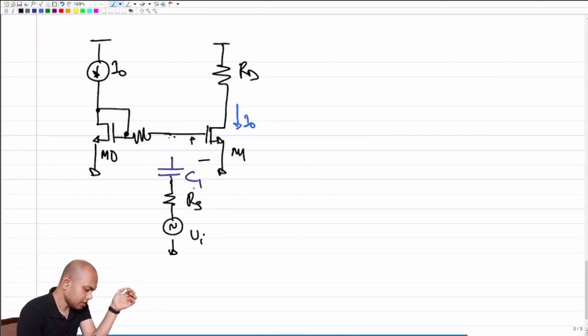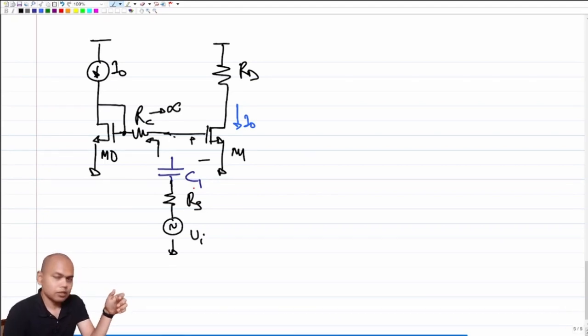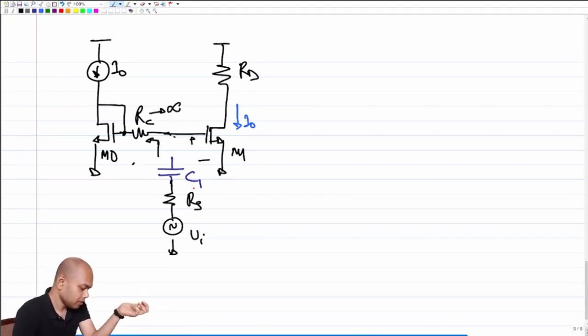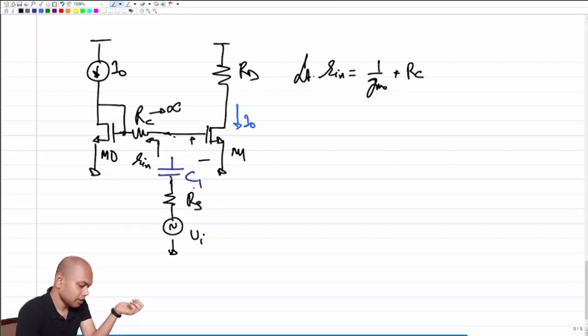We can put a large resistance, say RC, where RC, let's say, tends to infinity, right? If RC tends to infinity, what is the impedance looking in? Clearly, what is Rin now? Rin will be whatever Rin we had earlier, that is 1 over GM naught plus RC, and if RC tends to infinity, then the limiting value of Rin is infinity.